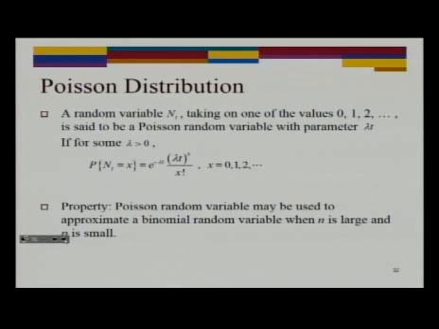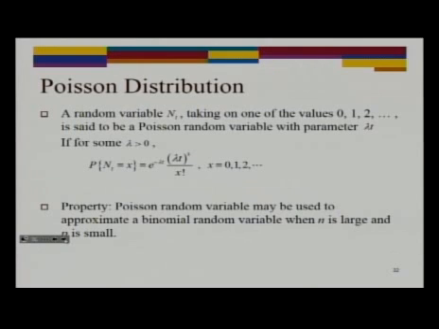Okay, the first one, Poisson random variable. A Poisson random variable is a count of the number of events that occur in a certain time interval. For example, the number of cars passing through a certain intersection in a 5-minute interval could be a Poisson random variable. Okay? And the probability mass function is like this.